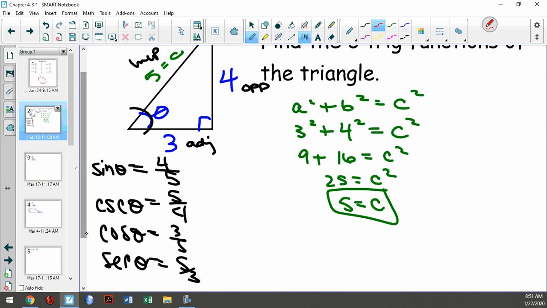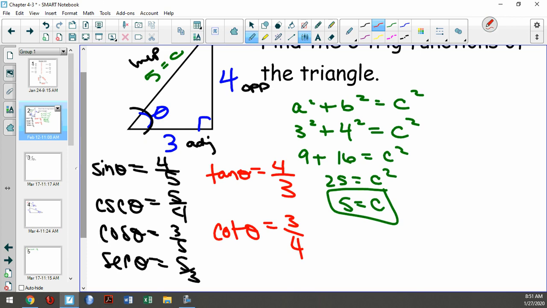Then the next one is going to be tangent. The tangent of theta is going to be the opposite leg, which is 4, over the adjacent leg, which is 3. And then my last one is going to be cotangent. Cotangent of theta is the reciprocal of tangent, which is just going to be 3/4. Do we all understand that, yes or no?